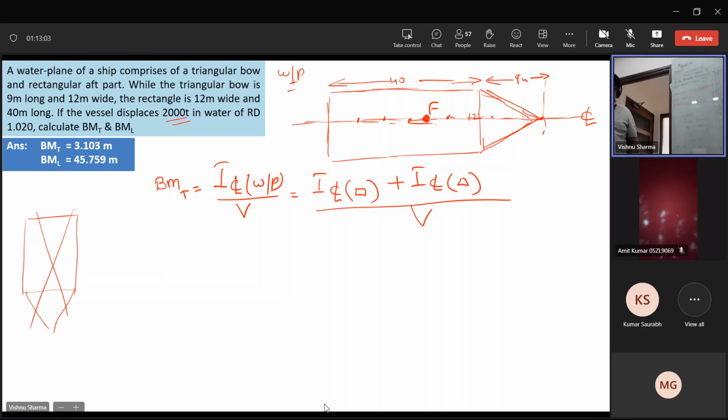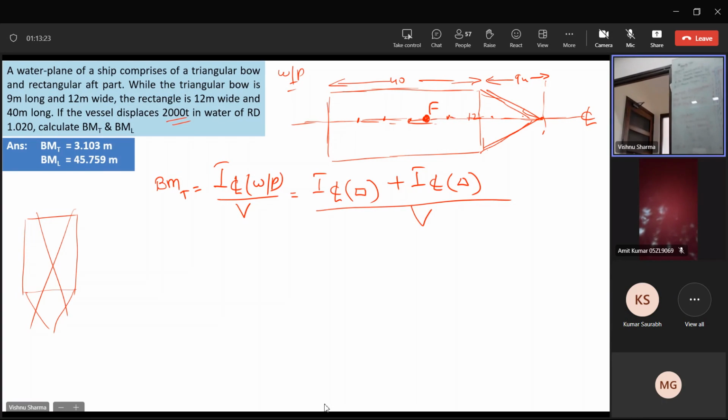Is center line a standard axis for a rectangle? Yes or no? Yes, sir. Does it pass through the geometric center of the rectangle? Yes. Is it parallel to one of the sides? Yes. So it's a standard axis for a rectangle. Yes or no? Yes, sir.